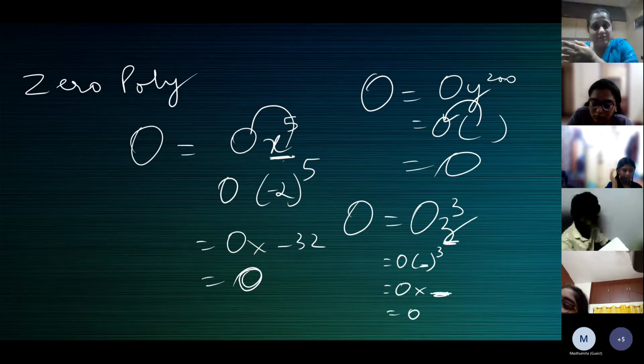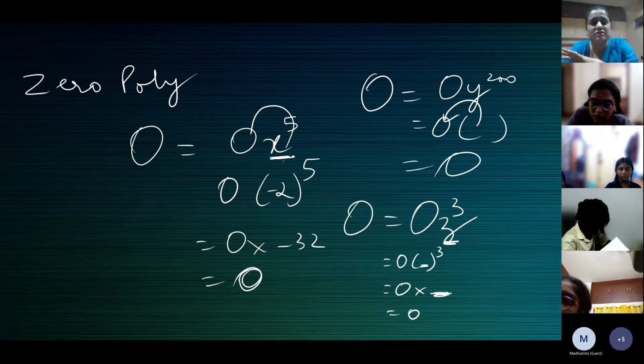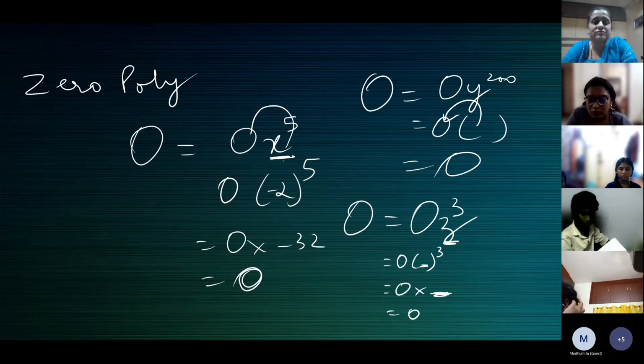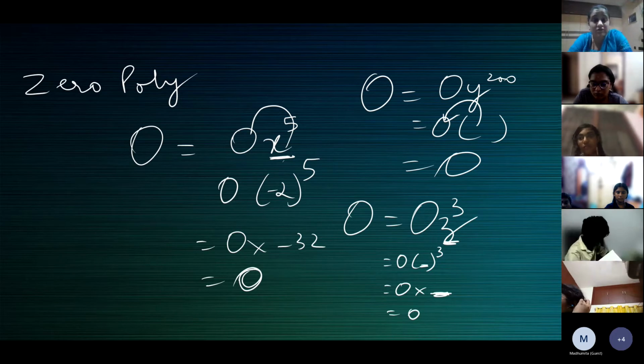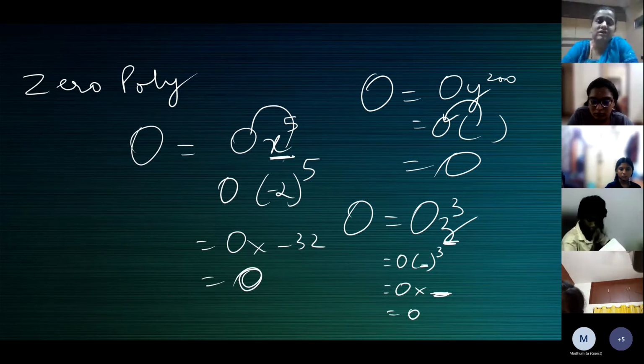So that means whatever real value you substitute in place of x or y or z, whatever the variable is, the value of the polynomial is going to become 0. 0 is also a polynomial. The value of the polynomial is going to become 0. So we say that every real number is a zero of the zero polynomial.